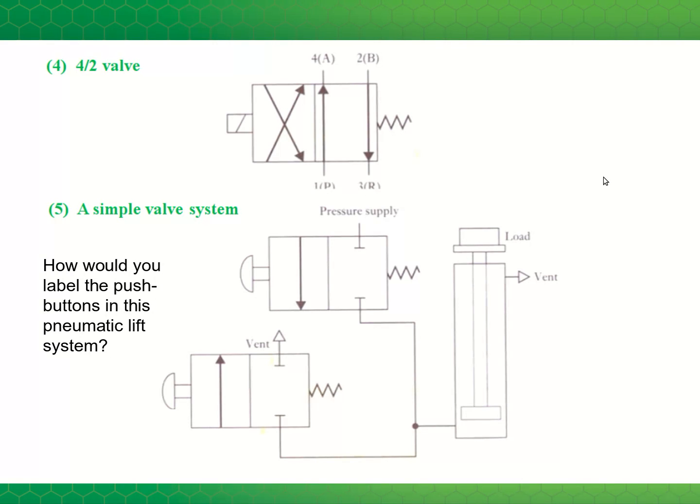A 4-2 valve. You should know how many ports and positions that has. 4-2, so it has 4 ports, and they're shown here, 1, 2, 3, 4, and 2 positions. So in this valve you can see that in neither of the positions is any of the ports closed off. And you can see the actuation type. Again, we have a solenoid and a spring.